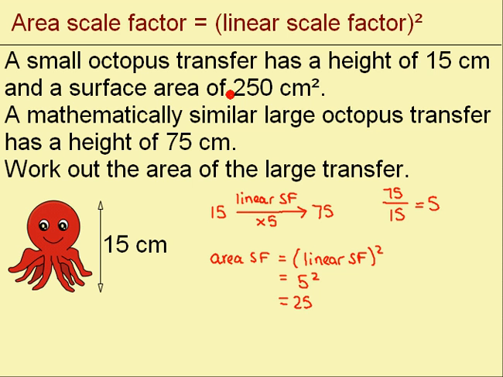So the area of the small octopus is 250, and to find the area of the large octopus, I'm going to multiply that by 25. And I get 6,250 centimetres squared. This is the area of the large transfer.